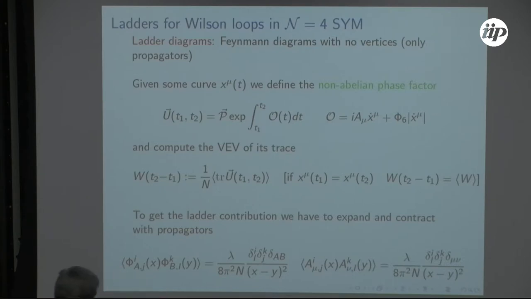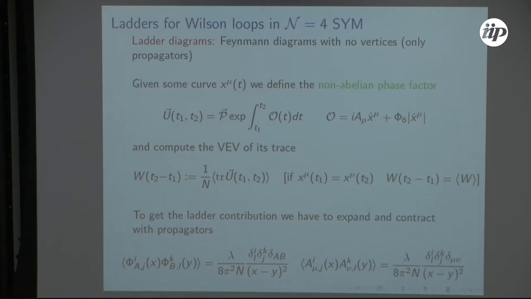But then, as you see, if you now take the trace of this non-abelian phase factor and compute the expectation value, and you go to values T1 and T2 such that they correspond to the same point, that would be the expectation value of the Wilson loop, right? But in general, it's something more general. If you evaluate it in such special points, you can get the expectation value of the Wilson loop. As I said, I'm not going to compute this expectation value in general. I'm going to just take into account the ladder contributions.